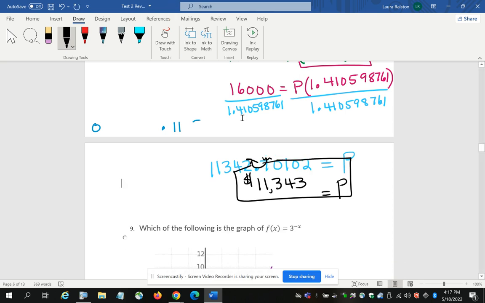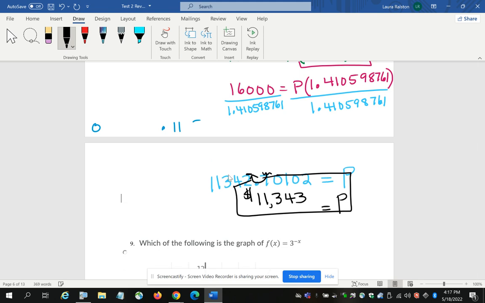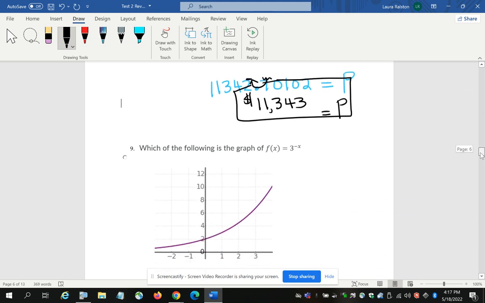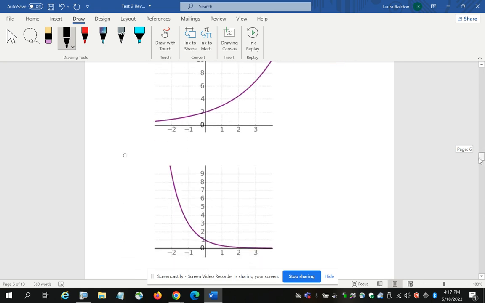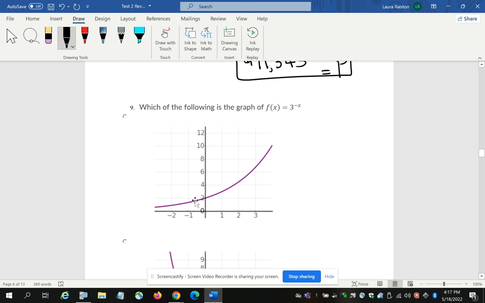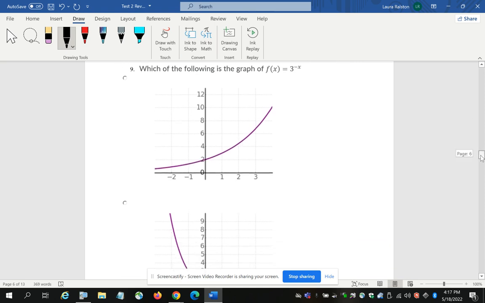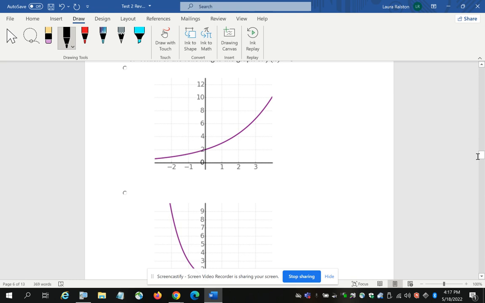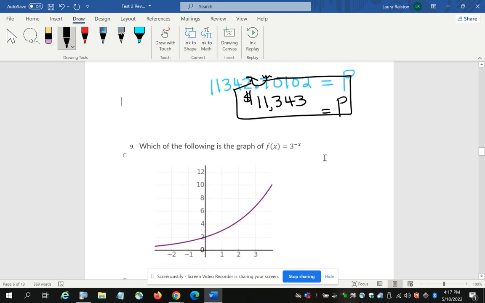All right, question 9 is a graph. Okay, it says which of the following is the graph of 3 to the negative x. Now, one of the things I would caution you about is that you pay attention to the scales on each of these graphs. And in my opinion, the easiest way to do this is going to be to create the graph on your calculator and then use what you can see on the graph to help you.